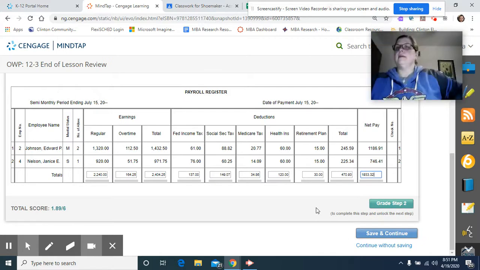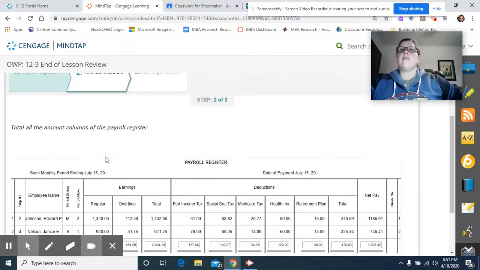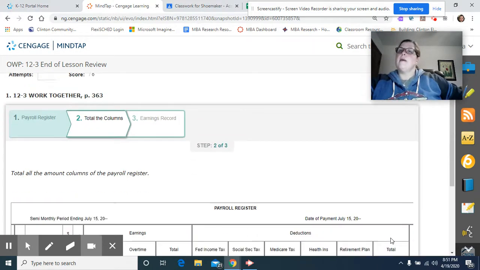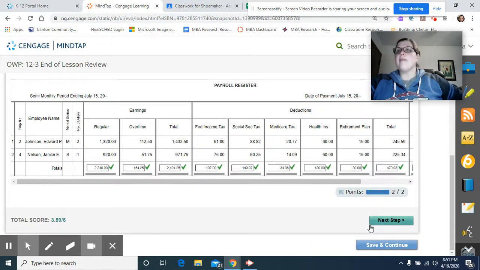All right. Hopefully I have no typos in there, but again, for this step we are literally just adding up the columns. Step 2 is totaling the columns and adding them all up all the way down the payroll register. And yay, it's happy with me.